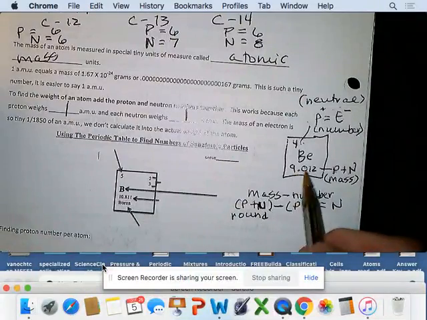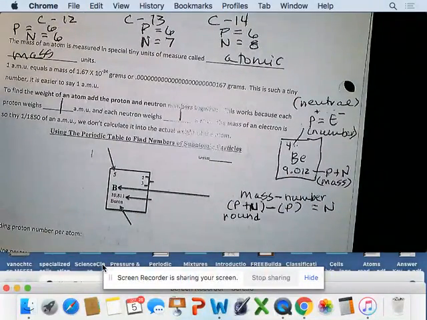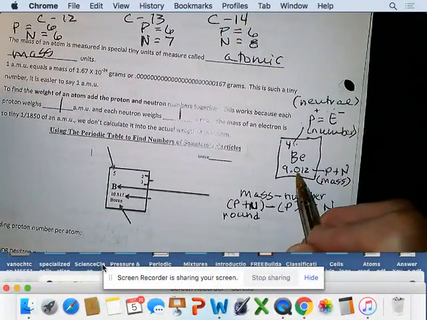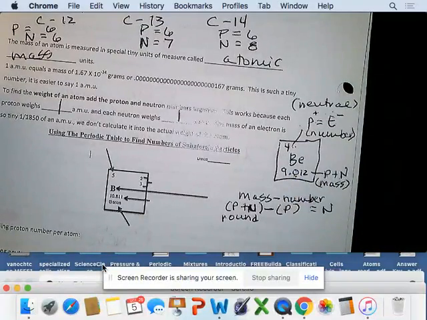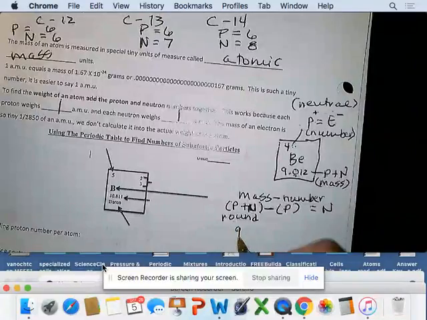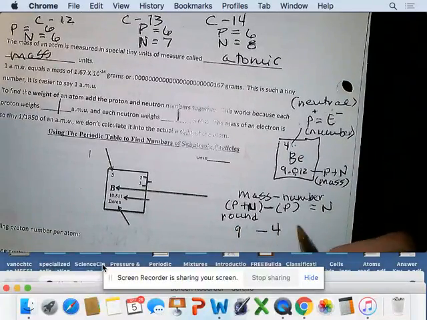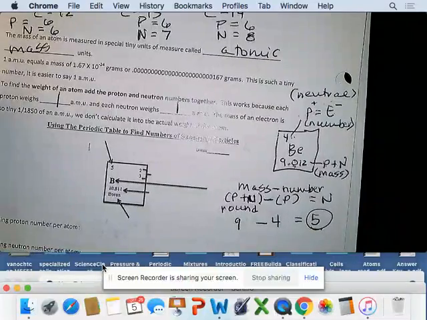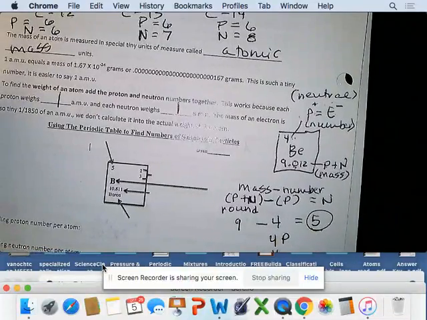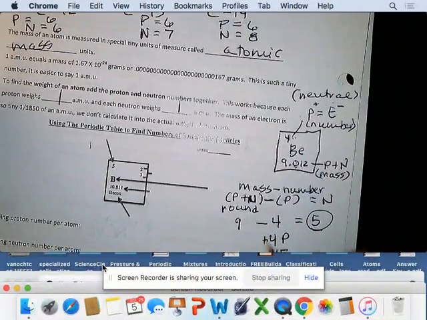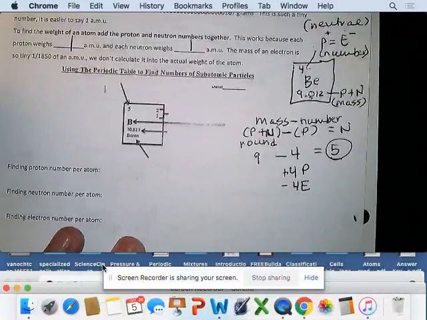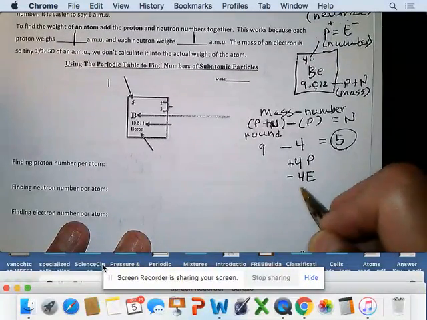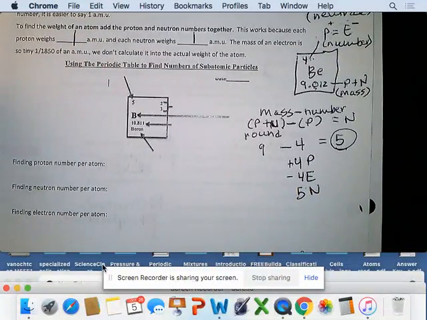So you will have to round the mass when you use your periodic table to the closest whole number. So 9.012, is that closer to 9 or 10? 9. Remember, we go to the tenths place. If it's 5 or above, we round up. If it's below 5, we leave it the same. So it's a 0, so this is going to be 9. We subtract 4, and that's going to give us 5 neutrons. So if I'm beryllium, I have 4 protons, 4 electrons, assuming that I'm neutral, and I'm going to have 5 neutrons. That's basically how you do it.